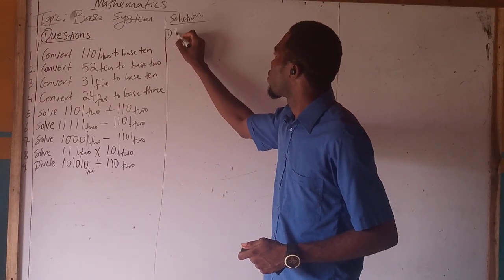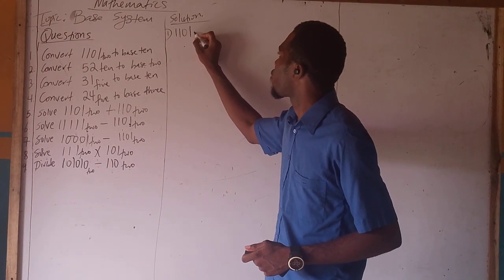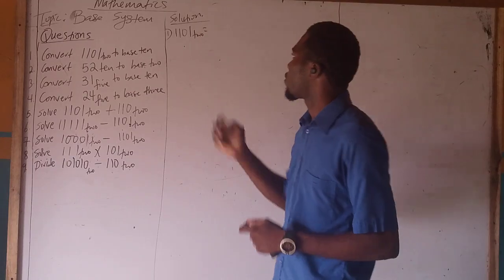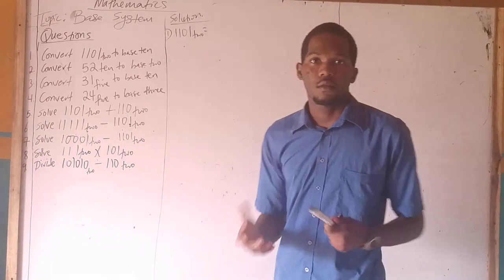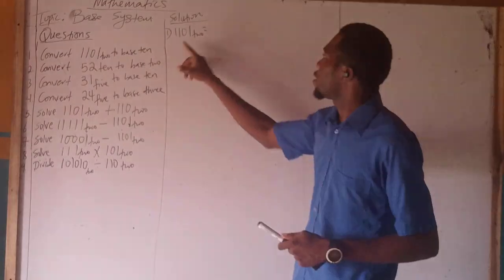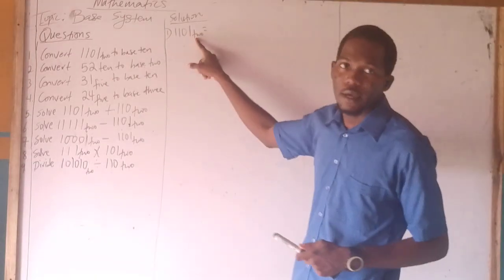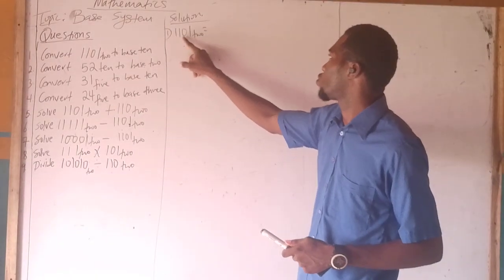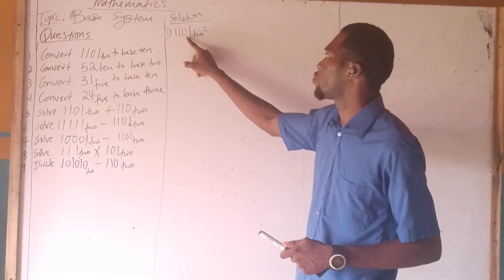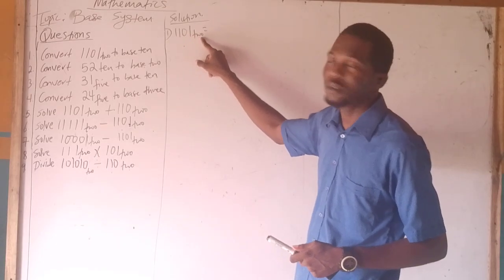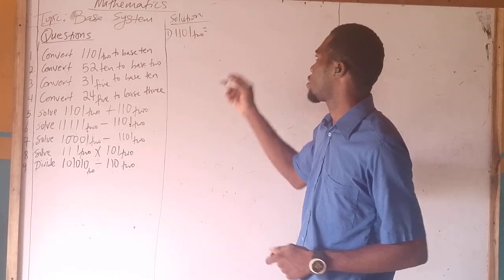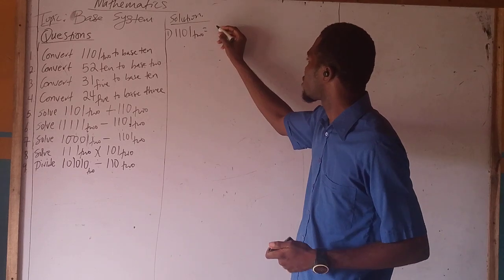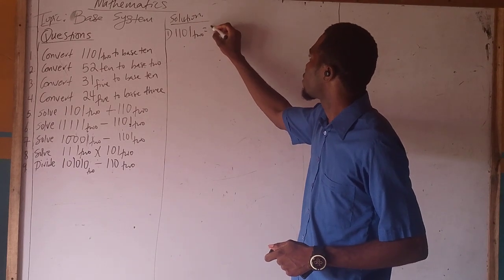That's number 1. We have 1, 1, 0, 1 base 2. Now we have to convert this to base 10. It's not very hard. Now, each of these numbers we will multiply by the base, like 1 times 2 plus 1 times 2 plus 0 times 2 plus 1 times 2. So let's do that.